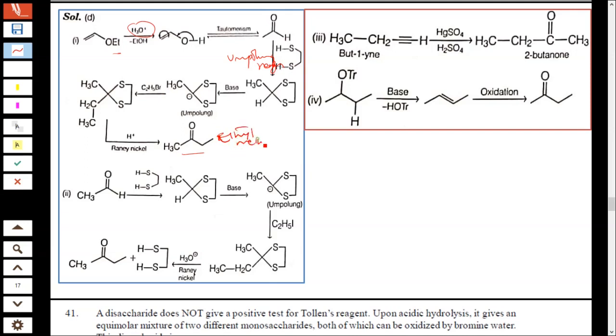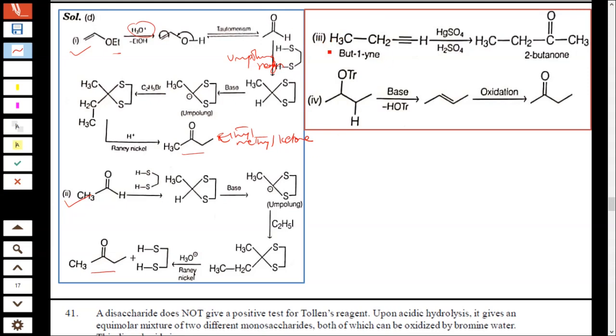This is ethyl methyl ketone. Hence option 1 is an Umpolung reaction. Option 2 is also one: on adding the Umpolung reagent you will get ethyl methyl ketone. Hence option 2 is also an Umpolung reaction.